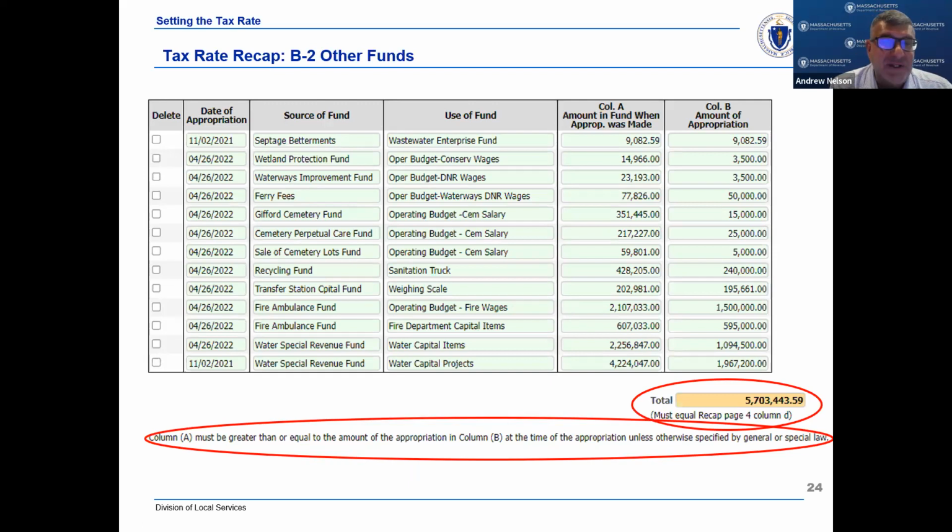This is the B2. These are other available funds that you're allowed to spend during the year. The most common things you're going to see here are receipts reserved for appropriation funds, your stabilization, betterments, things like that. Any available fund that you have that you can spend. Some of these are things that are going to offset the general fund budget. Some are going to be for things outside of the general fund budget. You know, if you're spending stabilization for some capital items or something, they're going to be reported here on the B2.